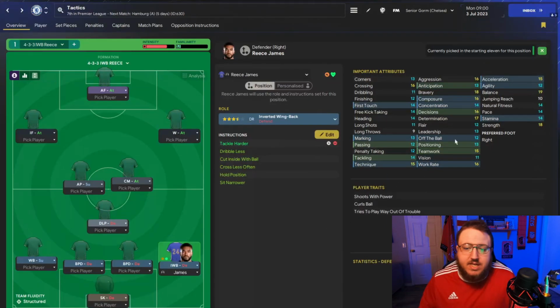And then we finally have the defend duty for the inverted wingback, and you can see with the important attributes and the secondary important attributes that they are focused on playmaking, but also being defensively sound, and they need to be pretty smart players as well when you look at those mentals. But instruction wise, what is mandatory to be a part of the role is dribble less, cut inside with the ball, cross less often, hold position, and sit narrower.